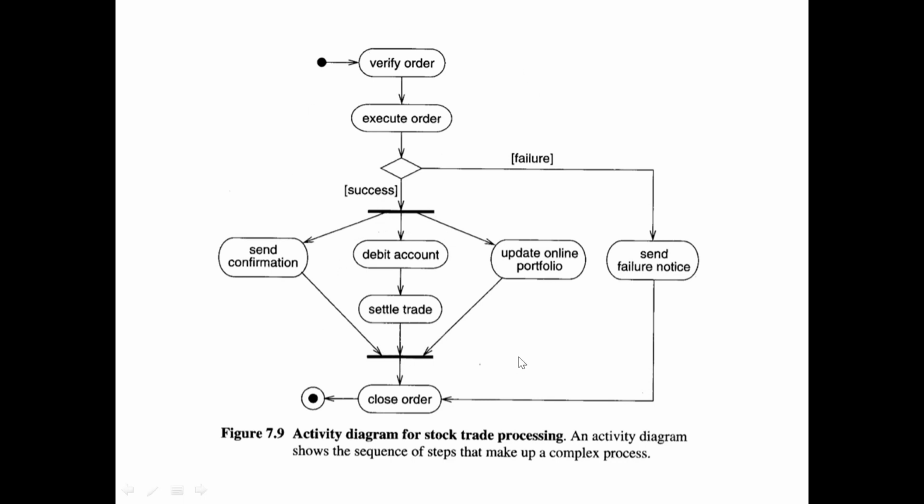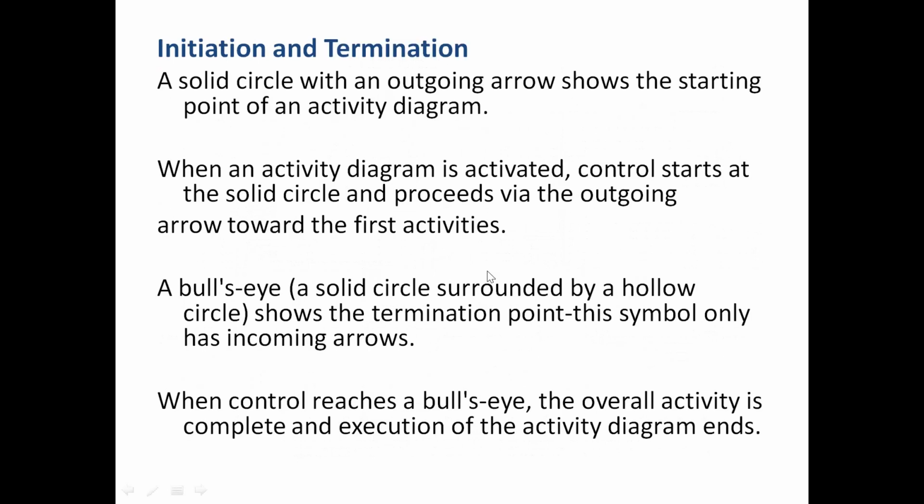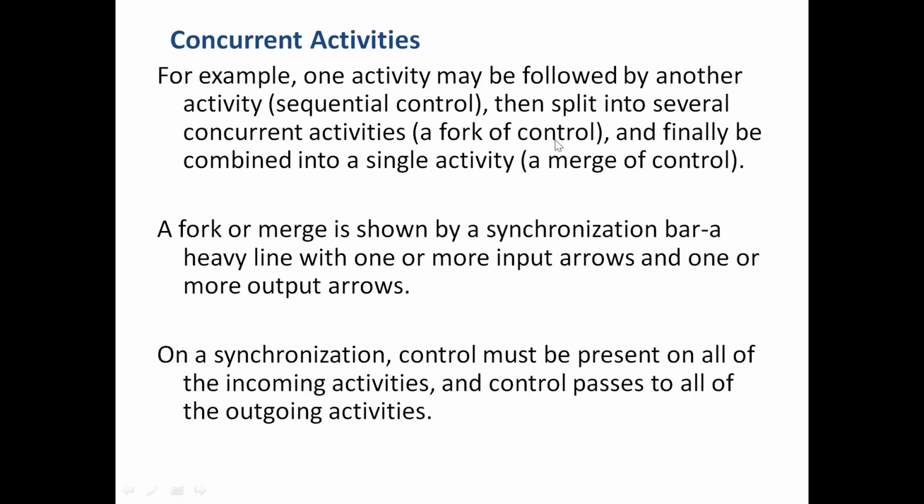So in an activity diagram, what we are seeing in these slides are all the explanation of these. What do you mean by initiation, termination? What do you mean by branching? What do you mean by this fork a control, right? So all these are being explained as a part of activity diagram, right? So we are here on concurrent activities.